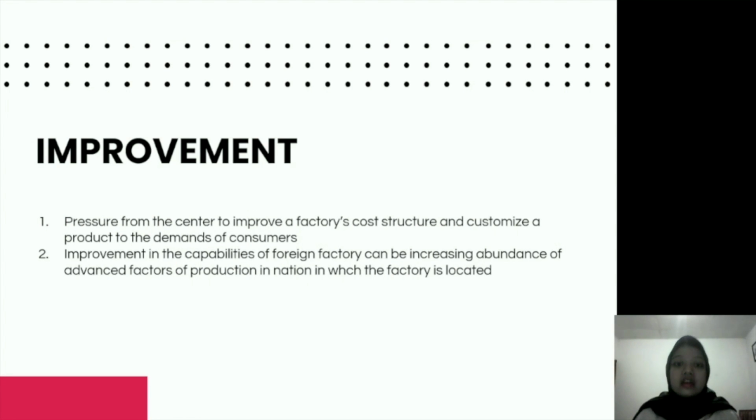Such upward migration in the strategic role of foreign factories arises because many foreign factories upgrade their own capabilities. This improvement comes from two sources. First, pressure from the center to improve a factory cost structure and or customize a product to the demands of consumers in a particular nation can start a chain of events that ultimately leads to development of additional capabilities at the factory. And the second source of improvement in the capabilities of a foreign factory can be increasing abundance of advanced factors of production in the nation in which the factory is located.